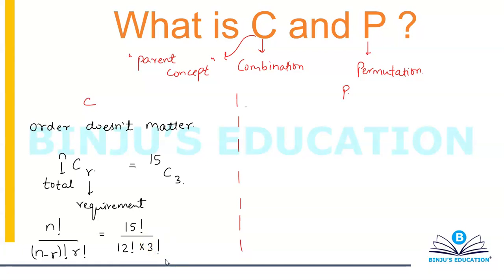Now, how do you expand factorial? Let's take an example of 5 factorial. So 5 factorial is basically 1 into 2 into 3 into 4 into 5. So n factorial is basically the product of all the natural numbers from 1 to n itself. If it is 10 factorial, then it's 1 into 2 into 3 into 4 into 5 up to 10. This is how you expand factorial, okay?